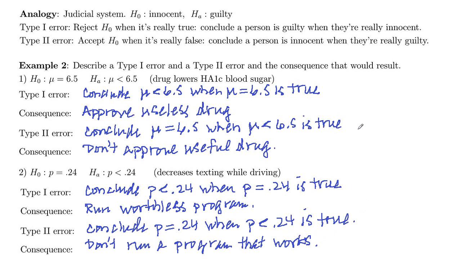So hypothesis testing can have errors, and the errors have consequences. We need to be aware of that. Some of these we can control directly. Others are a little tougher.